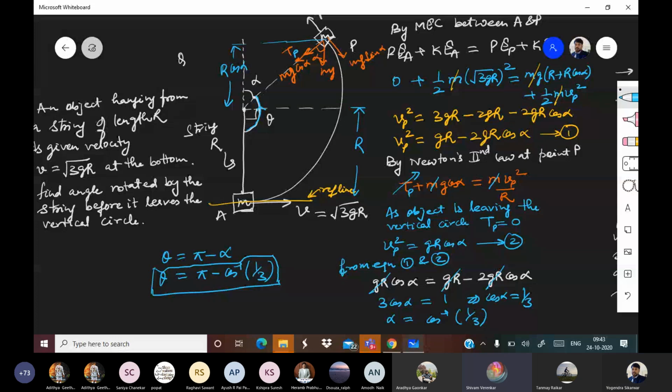Sir, how did you get pi minus alpha? Because the total angle is pi. Let me show you which angle is pi. This complete angle is pi. Pi is 180 degrees. Okay, sir. We did nothing like rocket science here.